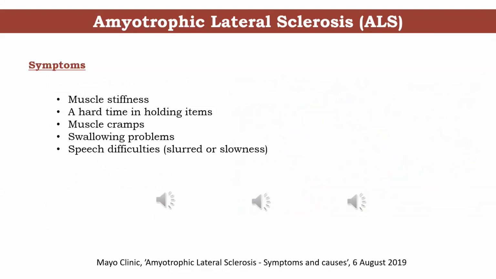So what are the symptoms? Specific to ALS, those symptoms that I talked about are generic for dysarthria, but with ALS, you can have muscle stiffness, a hard time holding items, muscle cramps, swallowing problems, as I just mentioned, and speech difficulties. I'll just play 3 samples of dysarthric patients with ALS, and these 3 are from 3 severity levels. One is extremely severe, another is not. So you'll see the differences. Let me play that.